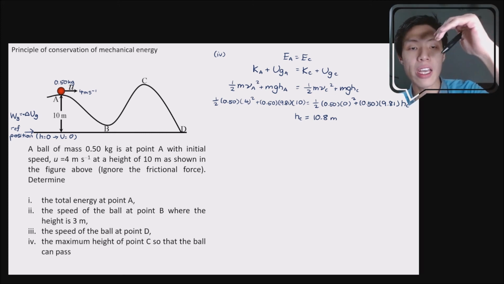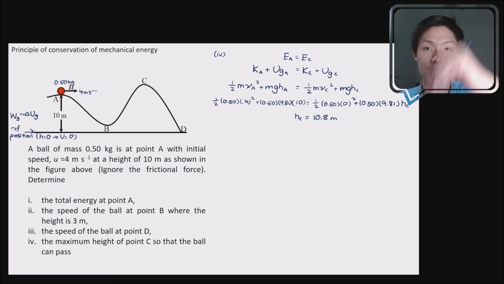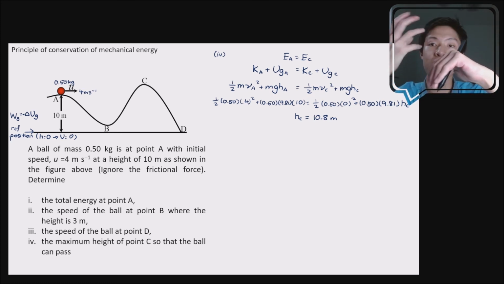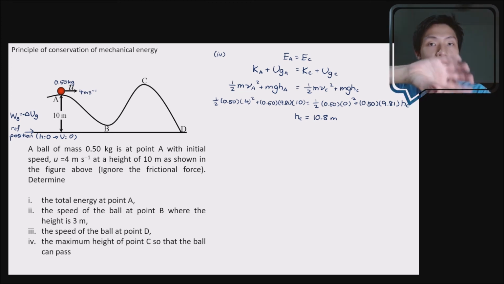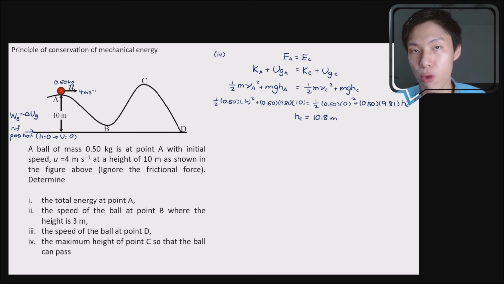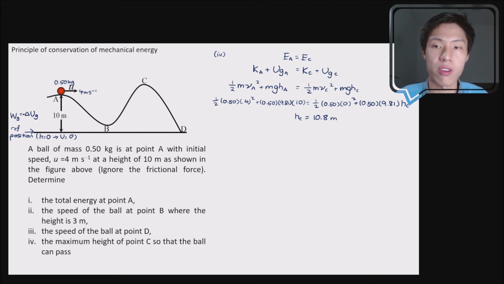But if your height of point C is below 10.8 meters, the ball can roll towards point C while still having some remaining kinetic energy. So it won't reach 0 over here, it will still continue to roll over point C with a certain speed. That's what happens if your height at point C is below 10.8 meters. So we have done quite a few examples to show how the principle of conservation of mechanical energy can be used to determine the height or the speed at a certain position in this situation here.